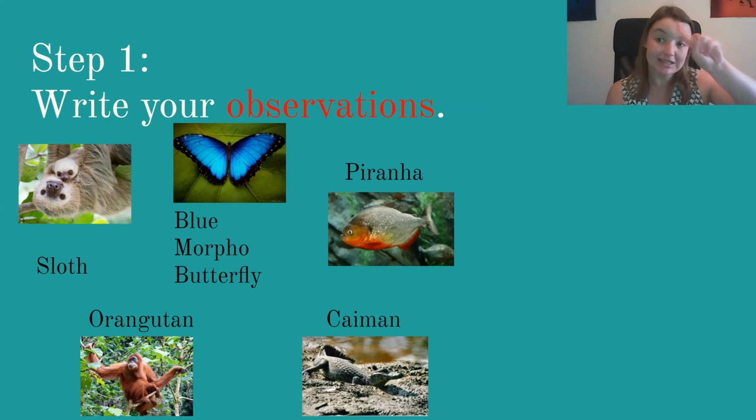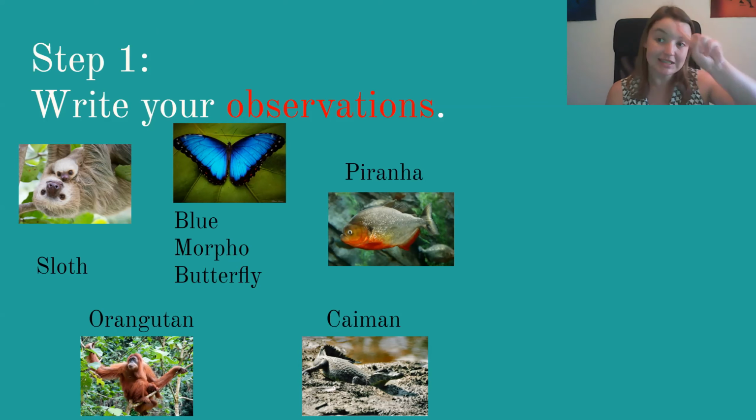Now that you've written all of your observations, I'd like you to now read them over carefully. Think about what you've noticed about these 5 animals that all live in our rainforest ecosystem. And now you need to start to compare them. But first, here are my observations about these animals.